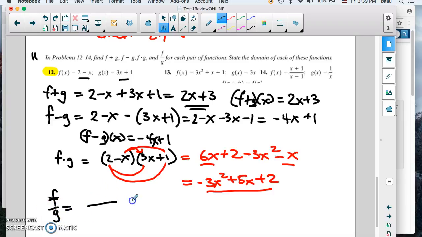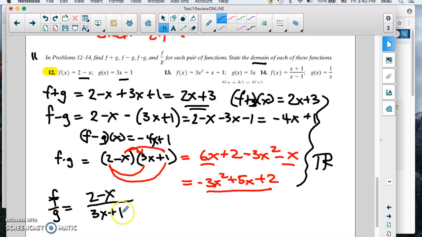So f is 2 minus x and g is 3x plus 1. So this is simplified. We can't divide those two. Now it says state the domain. Now every one of these domains is all real numbers. So the domain of all of these is all real numbers. But on this one we're going to have an exception because we have a denominator now. We created a denominator in this one.